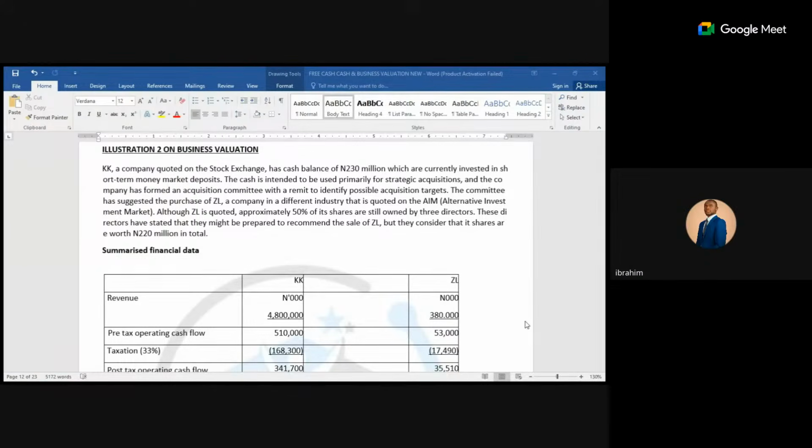Okay, makes sense. Thank you so much, Bashirat, for the summary. In today's class, we'll look at illustration 2. This illustration 2 question is adopted from the May 2023 past question, question 1. If time permits, we will also solve May 2023 question 7. You see more valuation questions in May 2023.